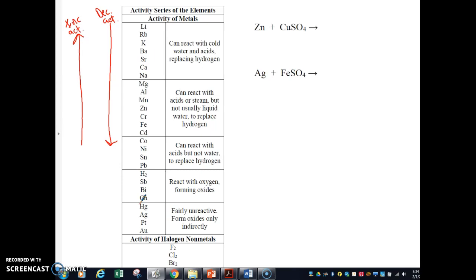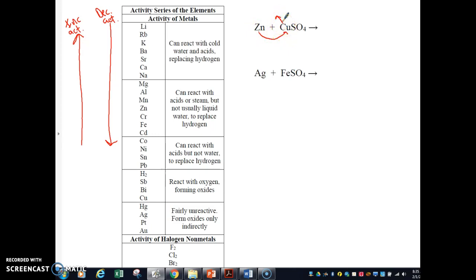So I have two examples here. And when you look at this on paper, it makes it seem real easy, like everything's just going to happen. You always get a reaction, but that's not always going to be the case. What you want to remember when you're looking at a single displacement reaction, the more reactive element is going to be the one that ends up in the bottom. So what we have to look at is the zinc is going to have a tendency to replace that copper. But what we have to do is use the activity series and see if the zinc is reactive enough to take the place of copper.